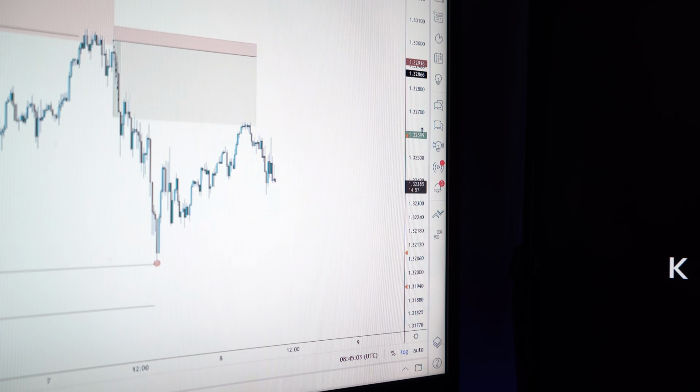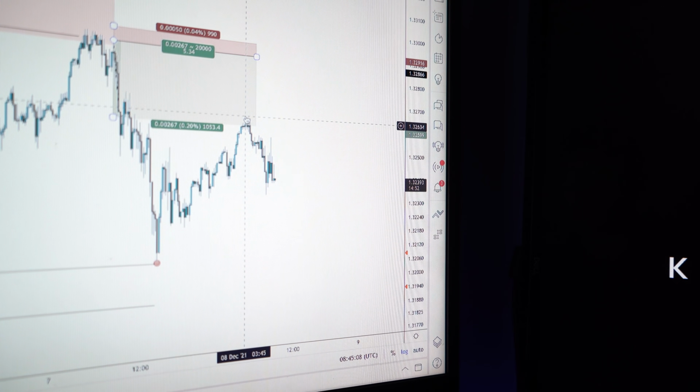Right, so it's the morning after, and we're during the London session right now. It's 8:45 and I was taken out at around 3:45 a.m. last night for a 5.34R trade.